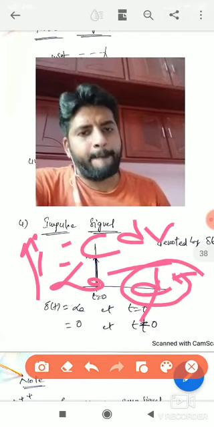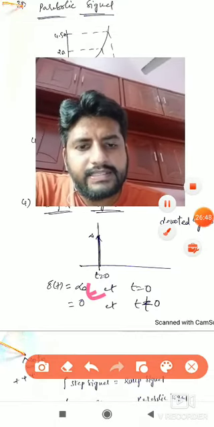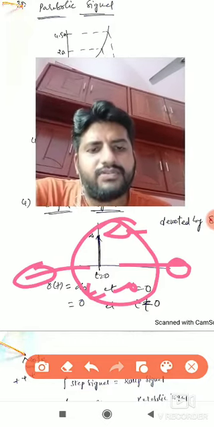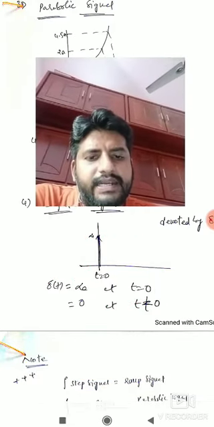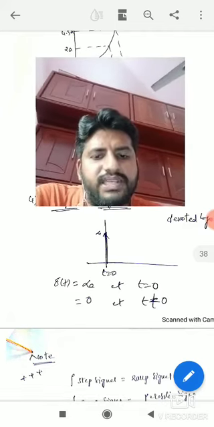The impulse signal is denoted by del of t. That is equal to infinity for t is equal to 0. That means at t is equal to 0, you have an infinite magnitude. For t greater than 0, is there any response? 0. For t less than 0, is there any response? 0. So at t is equal to 0 you have infinity, and for t not equal to 0, it should be 0.